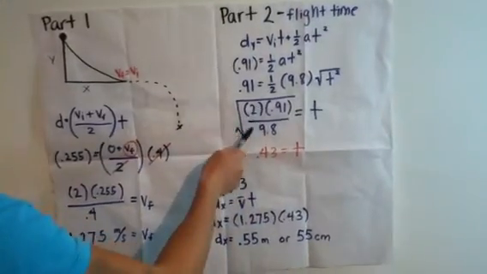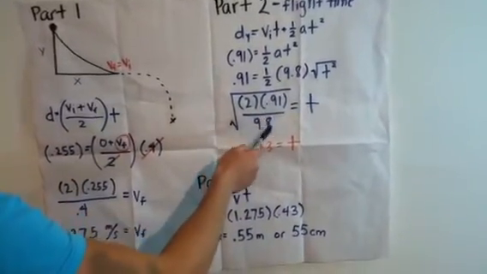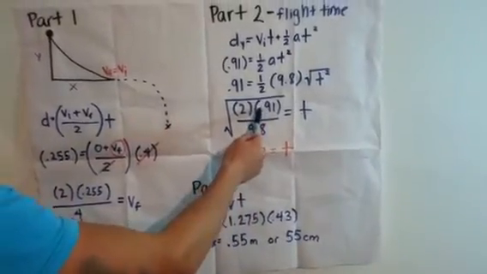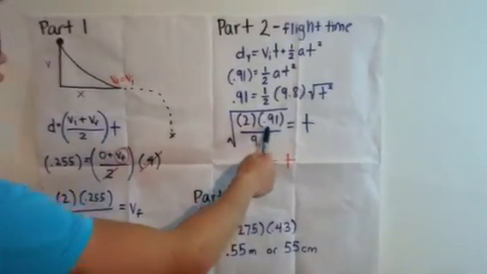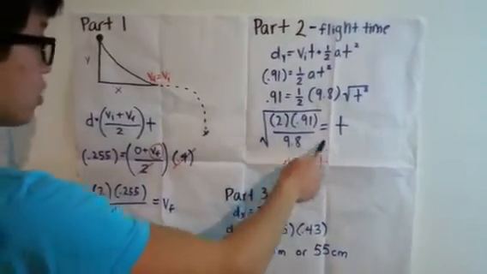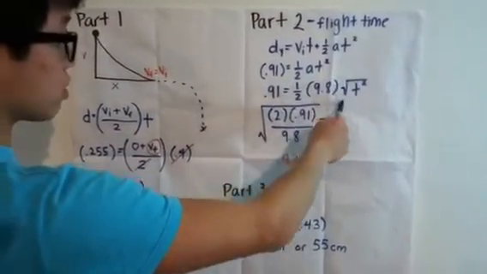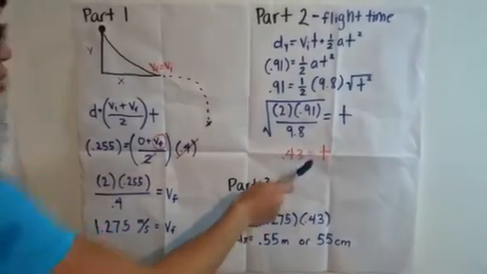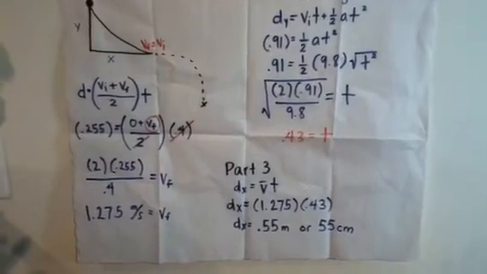So after we plug in our values, this is our acceleration due to gravity. This is the y direction, and this is the half. And we square root it to cancel out this. We get that equals 0.43. Time equals 0.43 seconds.